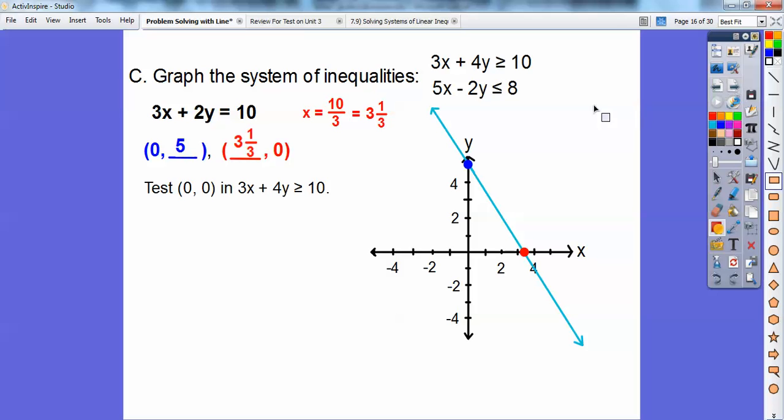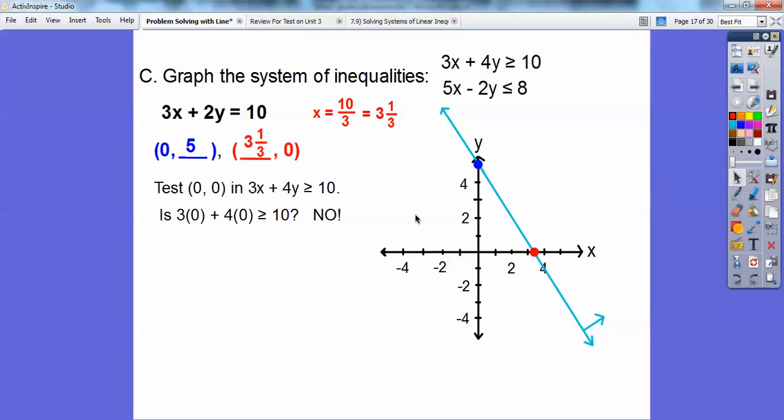Test 0, 0 in the inequality 3x plus 4y greater than or equal to 10. Is 3 times 0 plus 4 times 0 greater than or equal to 10? My kids freeze. They forget to use their brain. But go ahead and multiply. 3 times 0 is 0, plus 4 times 0 is 0, 0 plus 0 is 0. Is 0 greater than or equal to 10? No, so I don't shade 0, 0. I'll shade the other side of the line, but since I'm going to graph the other inequality too, I'm not going to shade it yet. I'm just going to put a little arrow there to remind me.